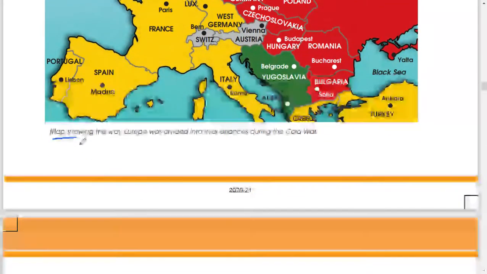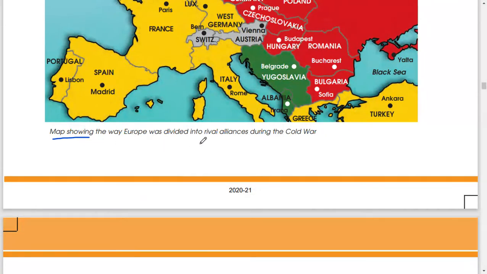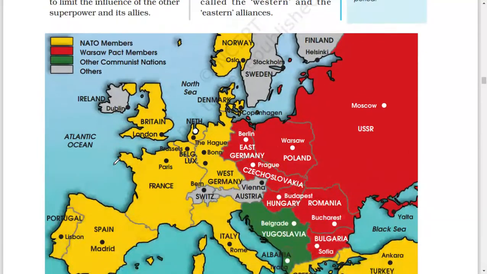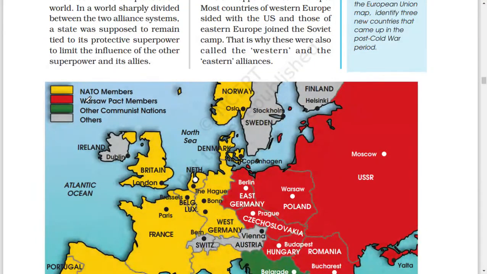Map showing the way Europe was divided into rival alliances during the Cold War. NATO members, Warsaw Pact members, other communist nations, and others.